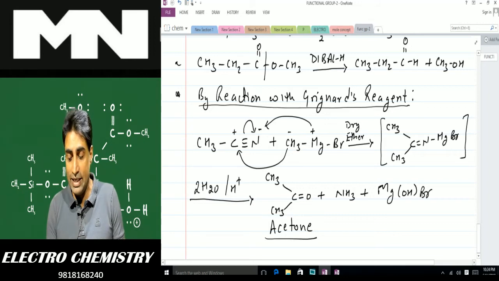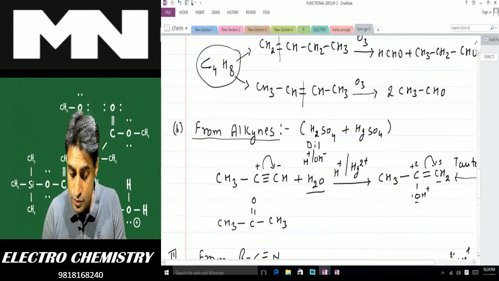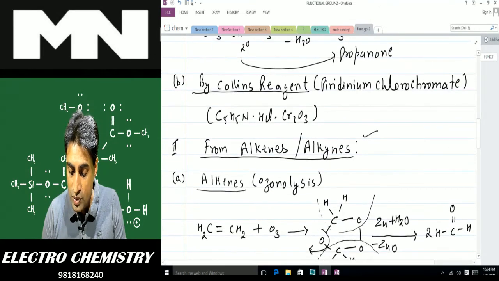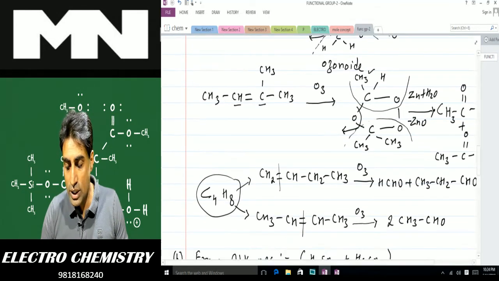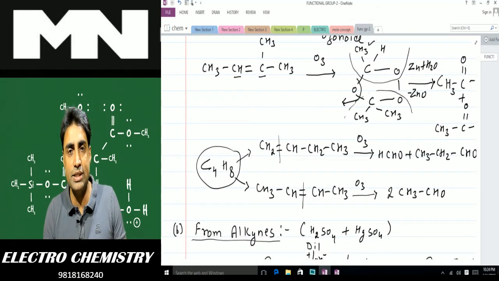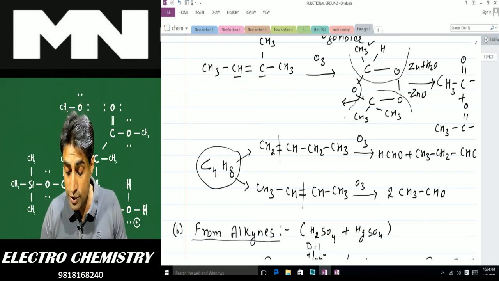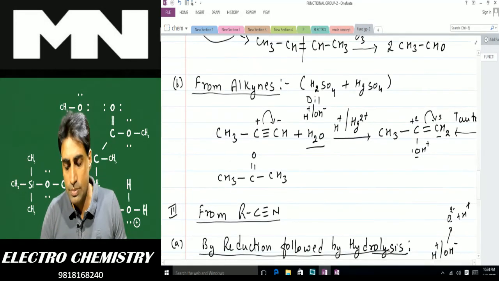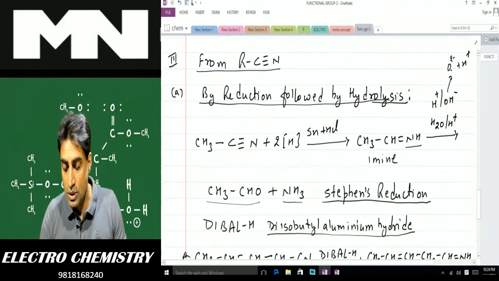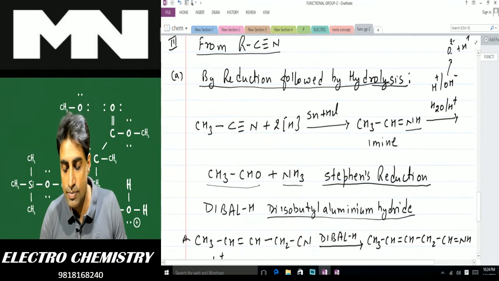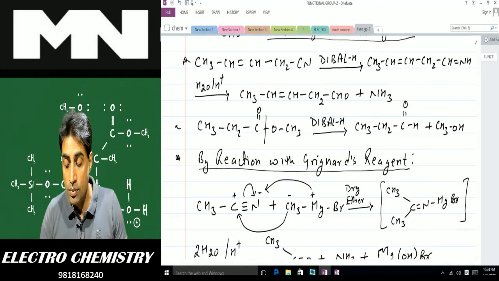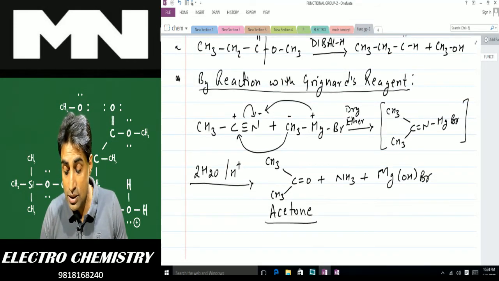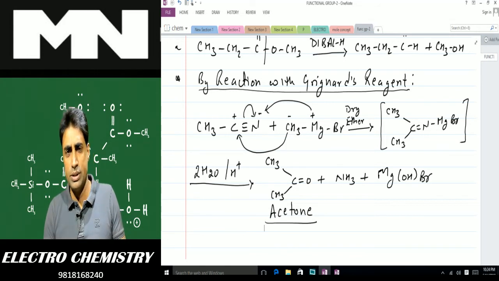After that, from alkene and alkyne, I'll show you ozonolysis of alkenes. The utility of ozonolysis is that it is not only used for converting alkenes into aldehyde and ketone, but also to locate the position of the double bond. Then alkynes, after that from cyanide. In cyanide we did reduction followed by hydrolysis, by Stephen's reduction and by DIBAL-H. Esters, and the reaction of cyanide with Grignard's reagent. This is what we did. I'll keep it short. In today's class, I'll teach you only this.